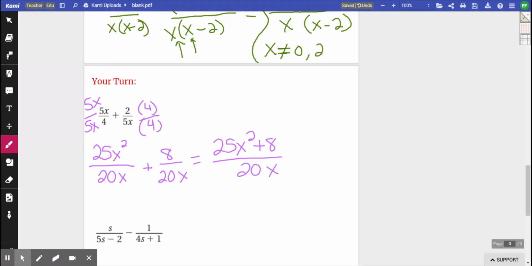I'm not seeing anything in common to simplify there, right? If there is no GCF in the numerator to pull out as a factor, then there is nothing that I can do. The only thing I'm going to do is write the restriction here that x cannot equal 0.